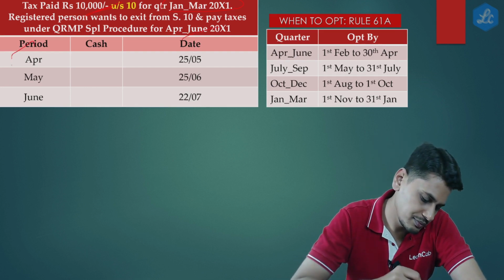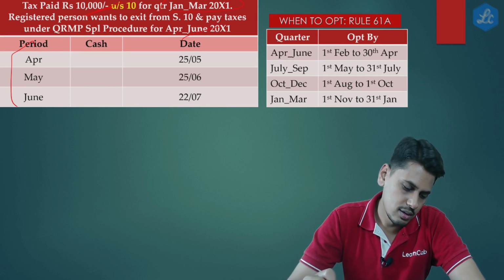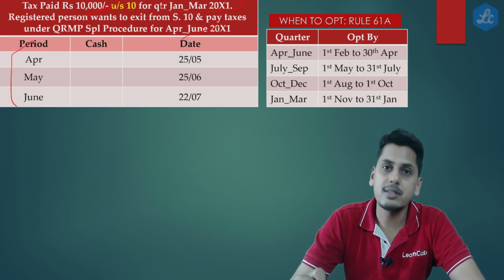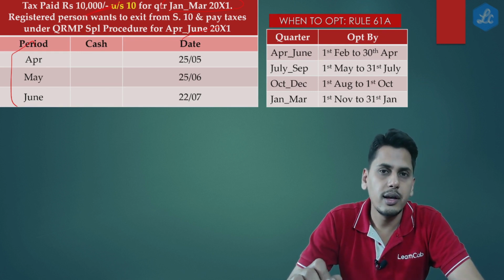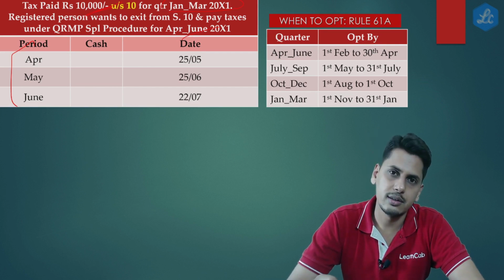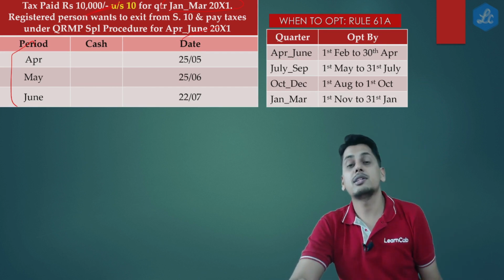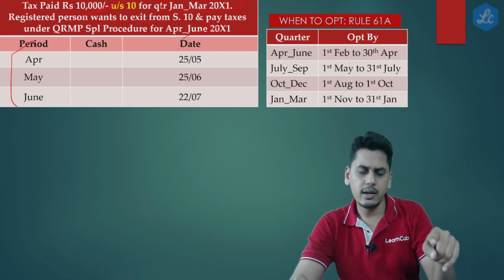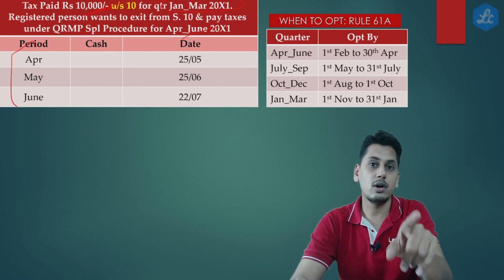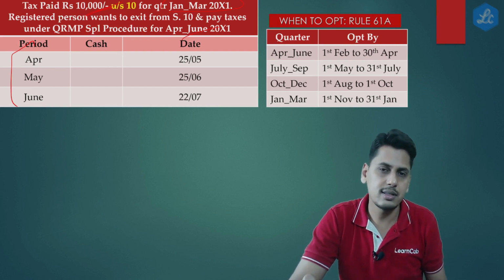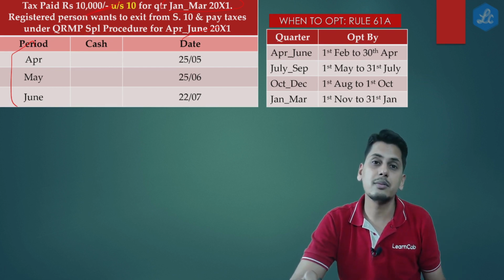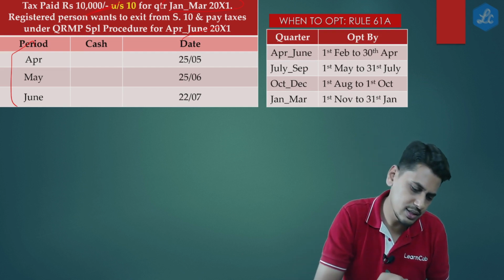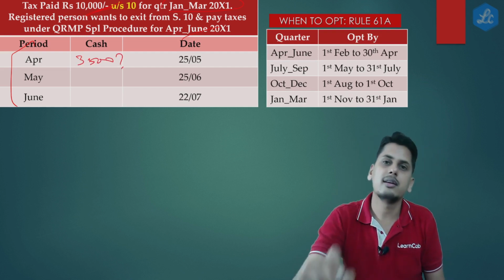Now the question is, for April, what is the amount which needs to be deposited in the electronic cash ledger? Friends, under the special procedure, you find out whether the preceding period was monthly or quarterly. In this case, the composition taxable person pays taxes on a quarterly basis. He has paid 10,000. So I'll take 10,000 multiplied by 35% and deposit 3,500.